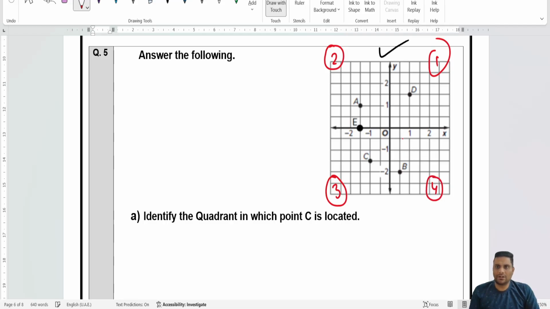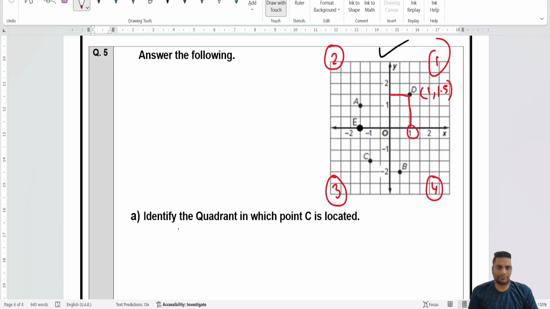Now here I have point D, as you can see, in quadrant number 1. And what is the location? First write how much in X? 1. And how much in Y? It is between 1 and 2. Between 1 and 2, what will come? 1.5, right? In this way, A, E, C, B, 4 more points are given.